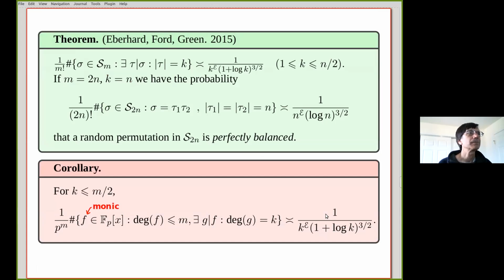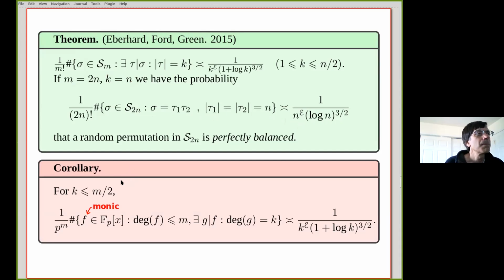All right, so here are the analogs now in the permutation world and in the polynomial world. So if we take the probability of a random permutation in S_M having a divisor of a certain size, then we get this exact same ratio. And moreover, it's uniform in all possible K. If we let M be even and K is N, what this is asking for is the probability that a random permutation has a perfectly balanced factorization. So it factors as a product of two divisors, each that has size exactly half the size of sigma itself. Okay, so again, that's the answer now, with this special exponent being about 0.086.